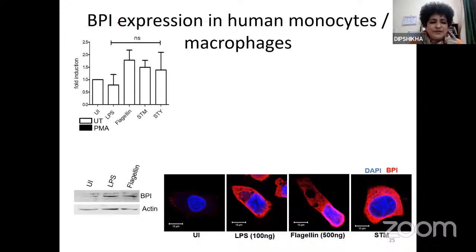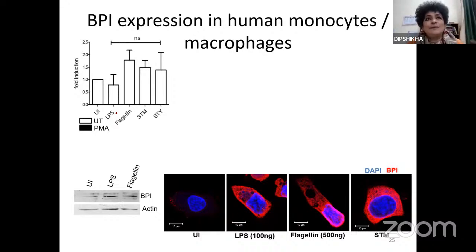Now, if you take the BPI and try to understand its expression in the human monocytes and macrophages, what you need to do is take the human macrophage cell line and give them different kinds of bacterial molecules. This is not a pure bacteria. These are known as pattern molecules. You can call it a bacterial associated molecular pattern or pathogen-associated molecular pattern. My colleagues may know it more as a PAMP, P-A-M-P.